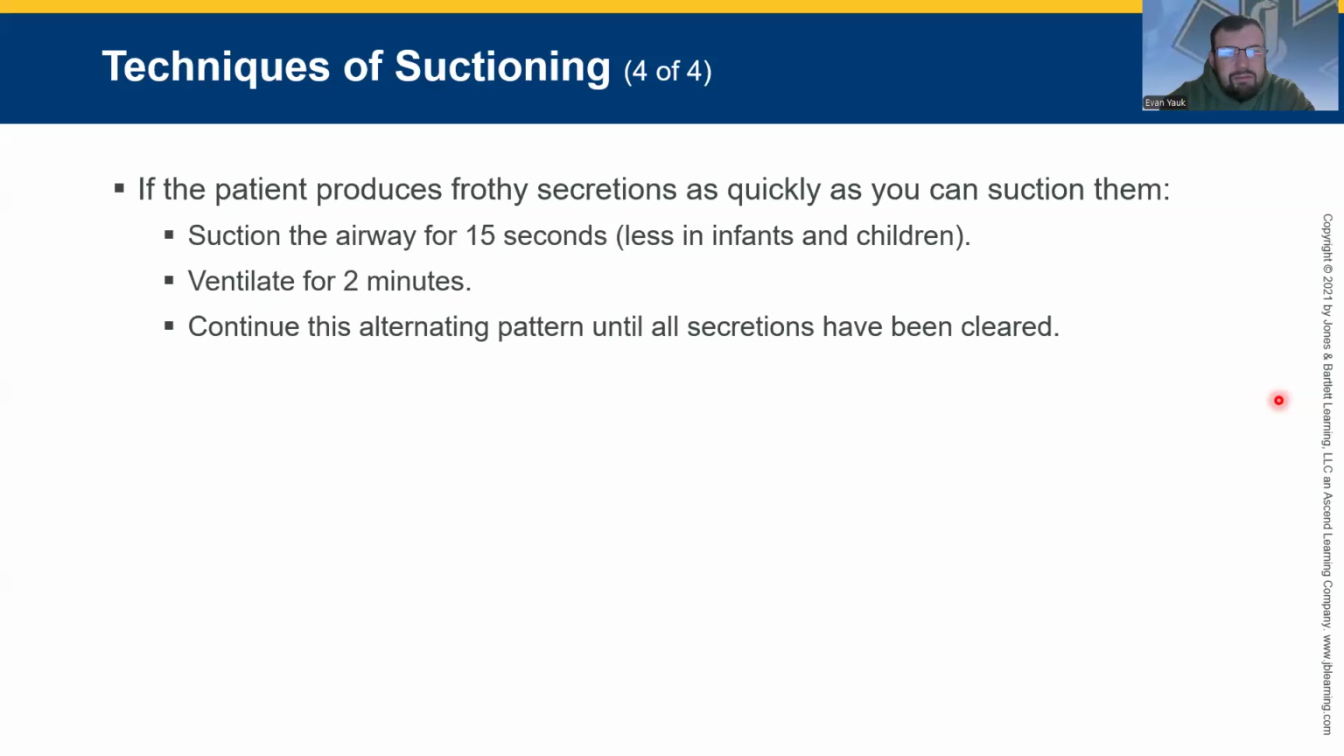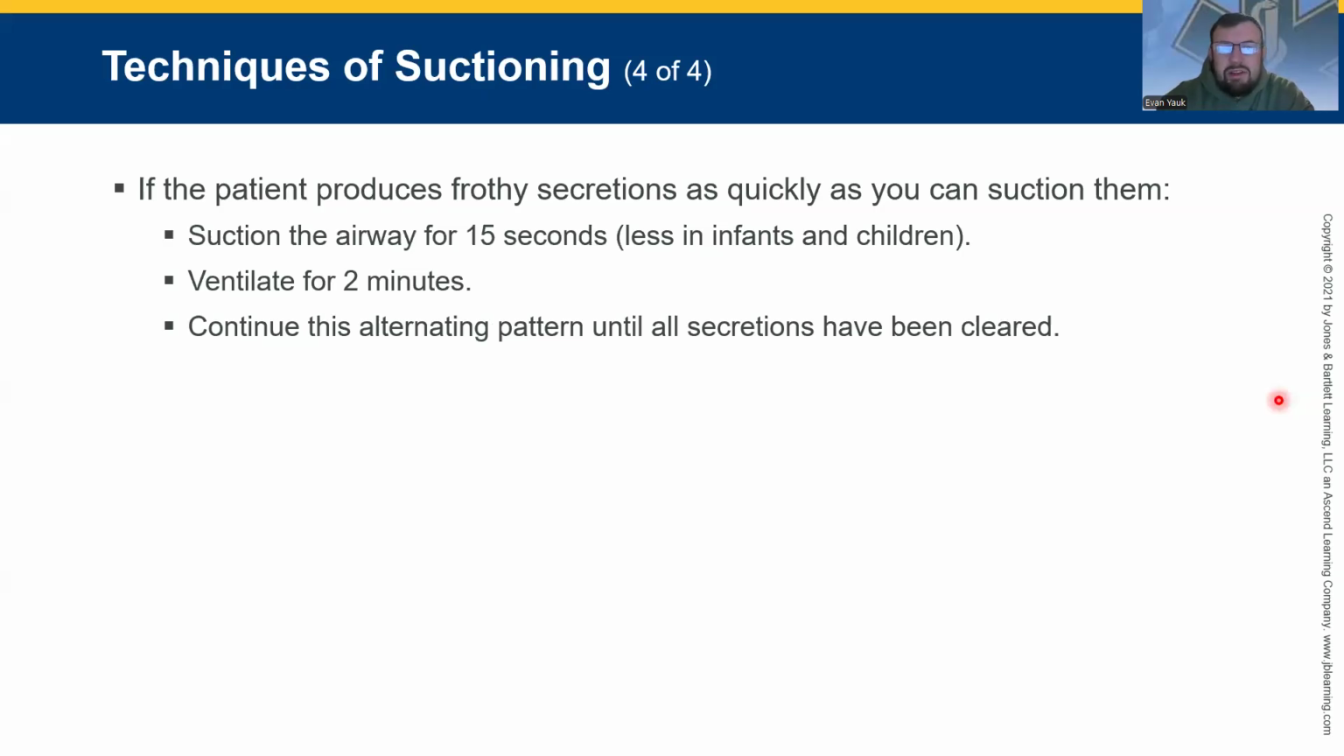If the patient produces a frothy secretion as quickly as you can suction them, suction the airway for 15 seconds, less in infants and children. Ventilate for 2 minutes. Continue this alternating pattern until all secretions have been cleared. Sometimes you just can't keep up with it.